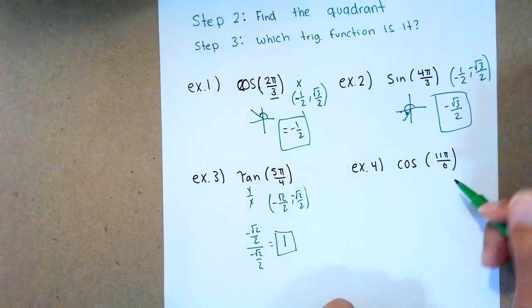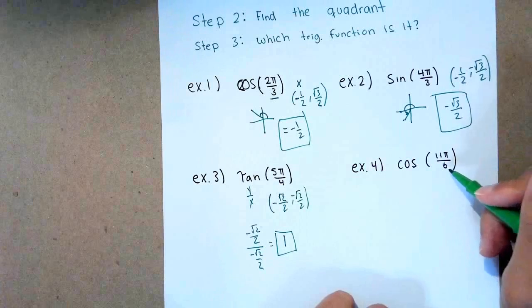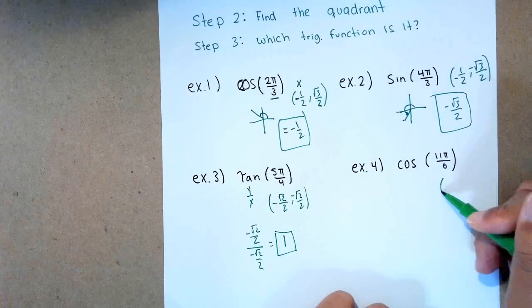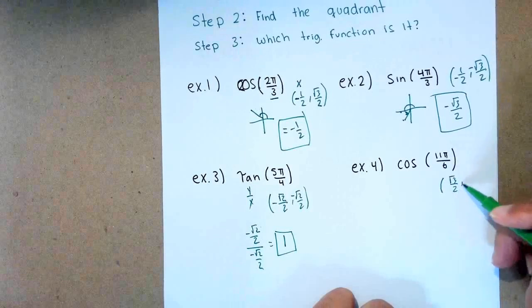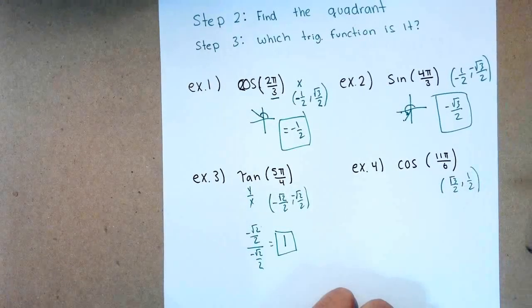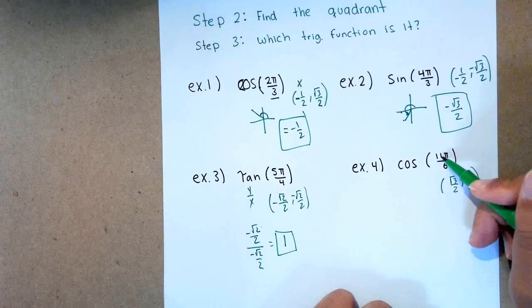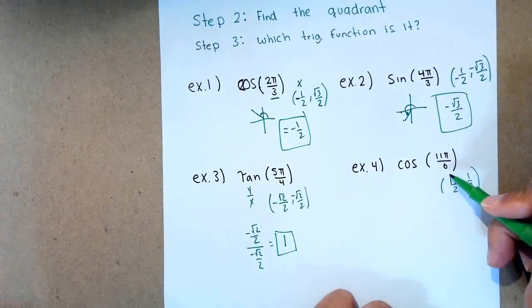So example 4, step 1 is a 6. I know anytime it's a 6 is going to be the one that multiplies, so that's radical 3 over 2. 3 times 2 is 6, comma half. What quadrant is it in? It's 11 pi over 6. It's not 1 less, it's not 1 more, so it's 2 times -1.